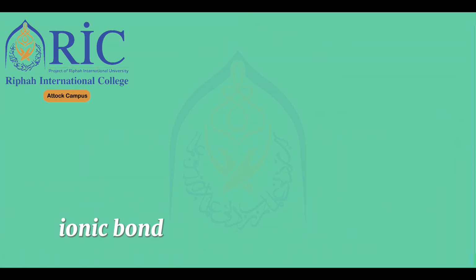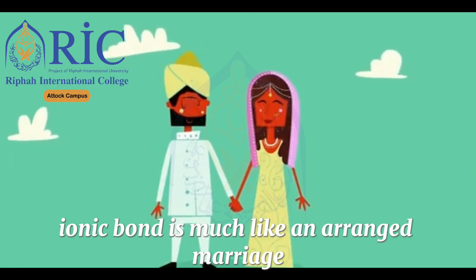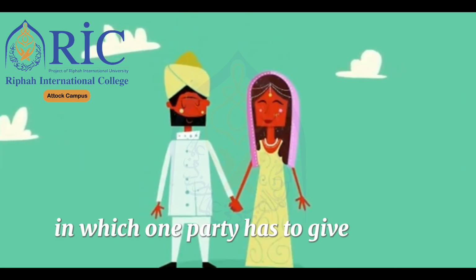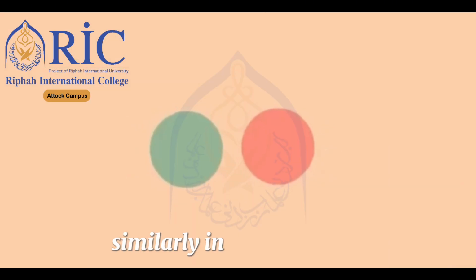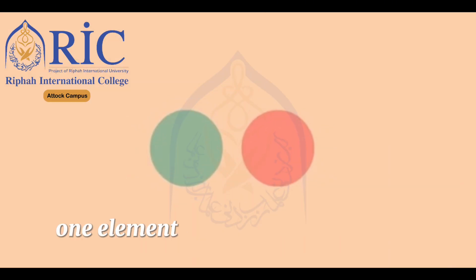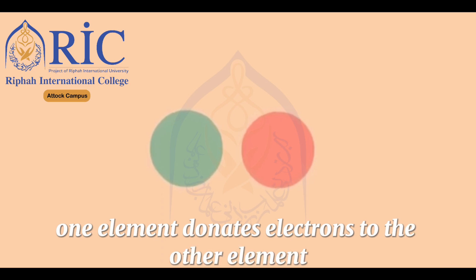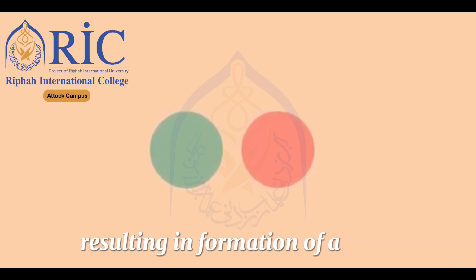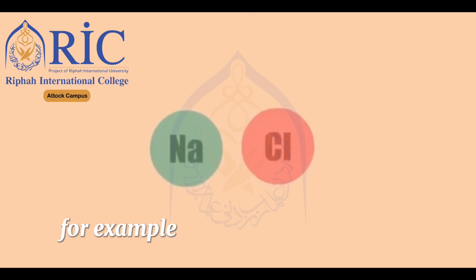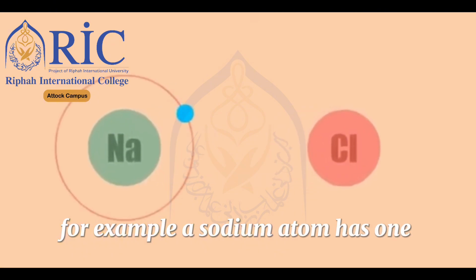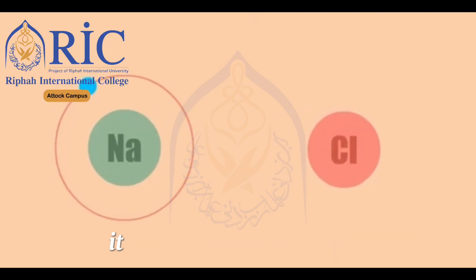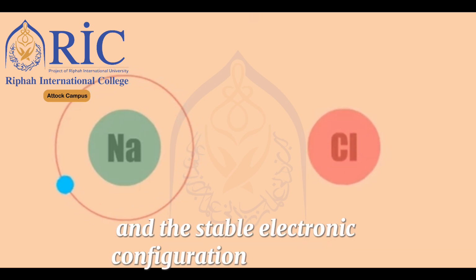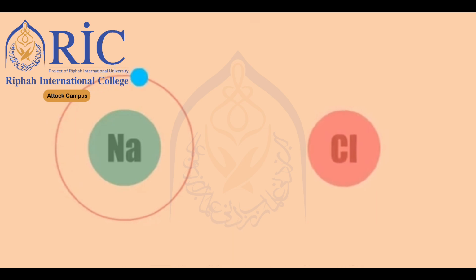Ionic bond is much like an arranged marriage in which one party has to give dowry to the other for getting married. Similarly, in an ionic bond, one element donates electrons to the other element, resulting in formation of a bond. For example, a sodium atom has 1 electron in its outermost orbit. If it loses that electron, it attains a positive charge and the stable electronic configuration of neon gas.